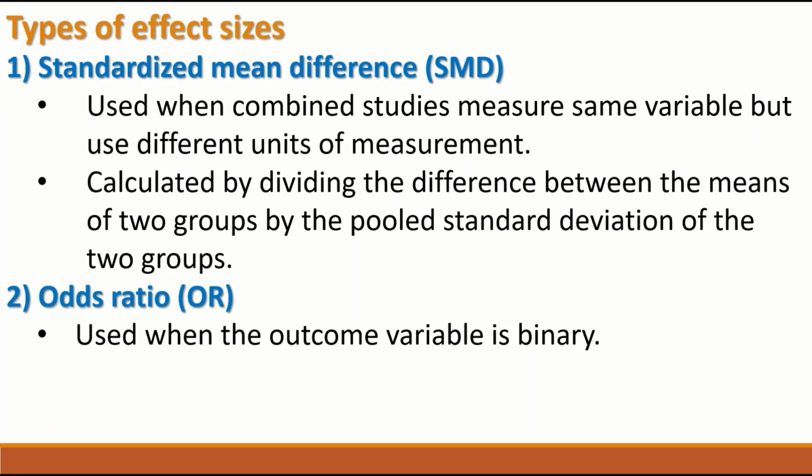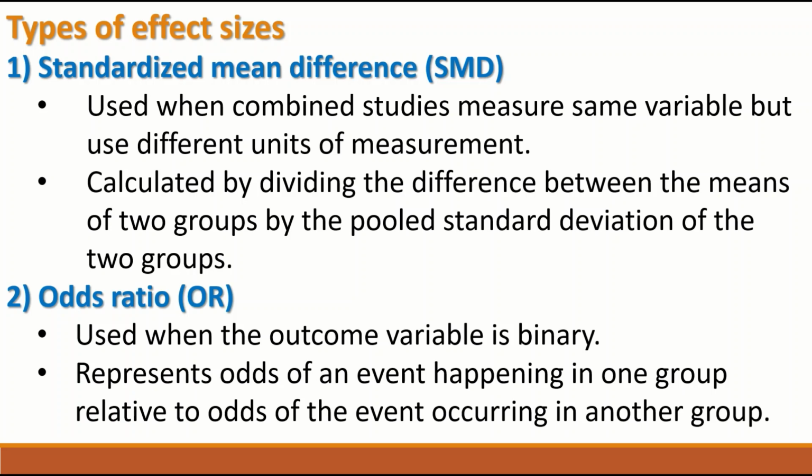It is used when the outcome variable is binary, so it is categorical, it has 2 levels in it. So the odds ratio represents the odds, or the likelihood, of one event happening in one group relative to the likelihood, or the odds, of the event occurring in another group.